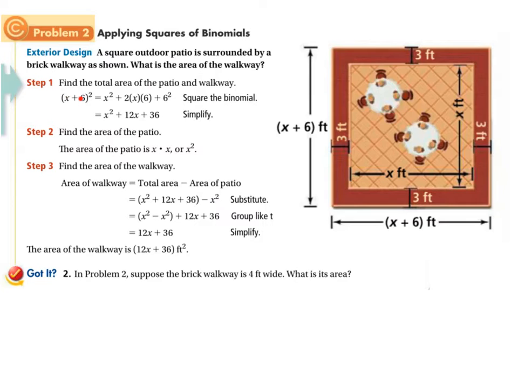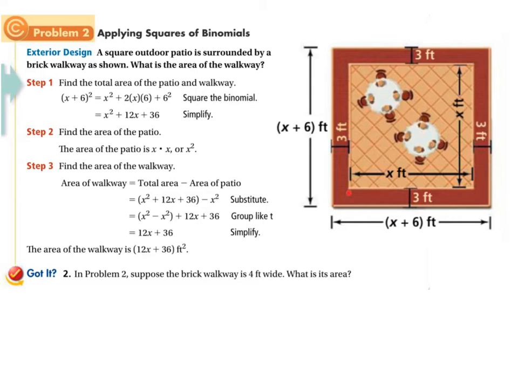X times 6, 6x, times 2, 12x. Square this, 36. So that is the area of the entire space algebraically, in an algebraic expression. Now let's find the area of the patio.